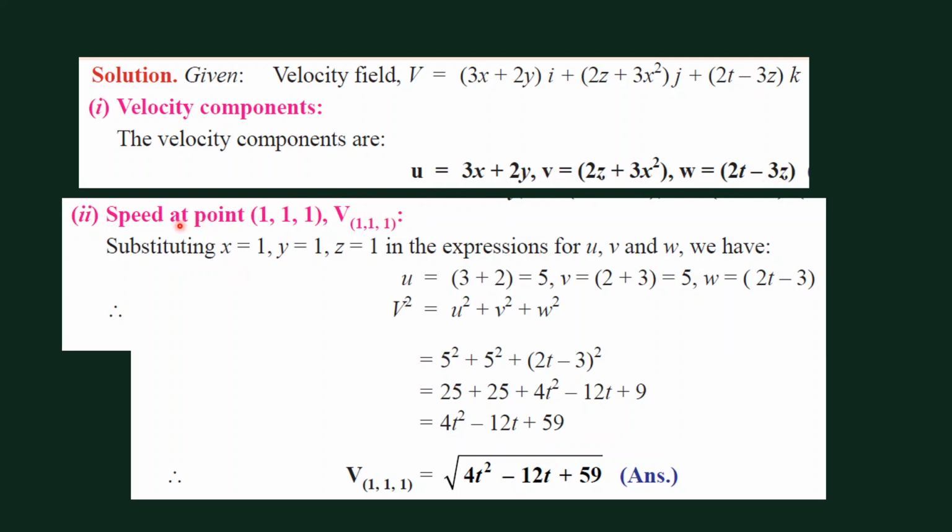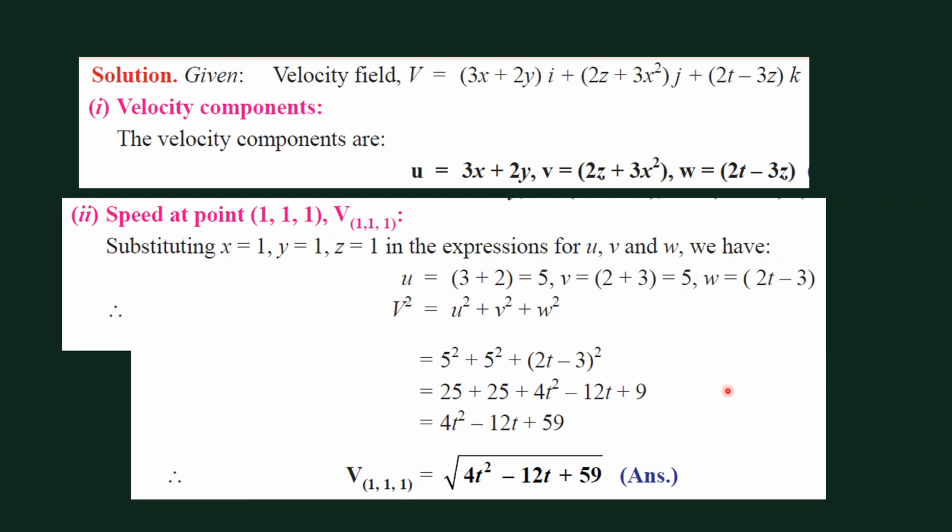Now it asks the speed at point (1,1,1). It's asking speed because it is not asking for the direction, it's only asking about the magnitude of velocity, which is called the speed. So you simply put the values of x, y, and z as 1, 1, 1 in the expression. So you get u equal to 5, v equal to 5, and w equal to 2t minus 3. Here t is remaining as t because the value of t is not specified. Therefore, we are keeping it as t.